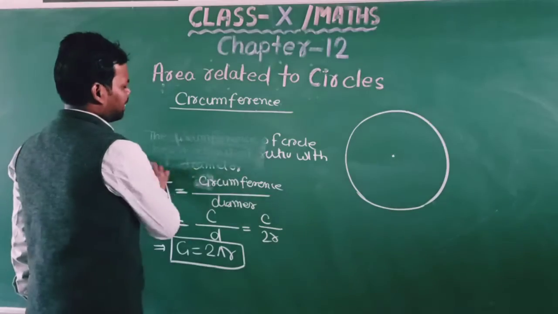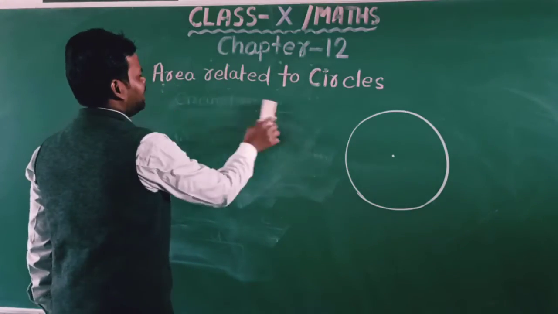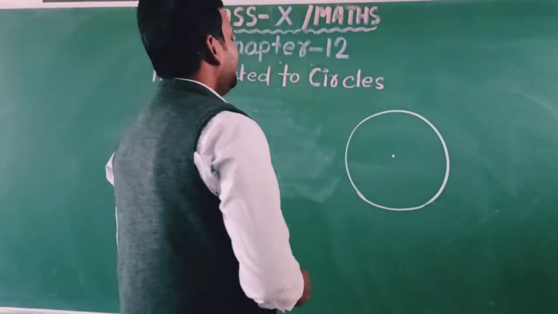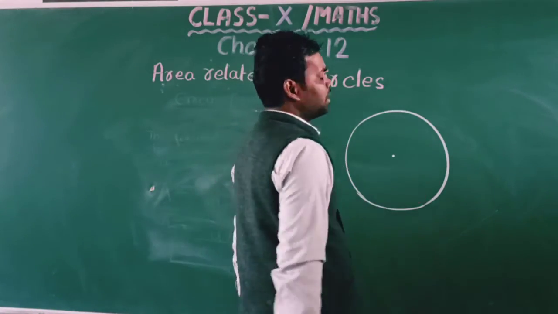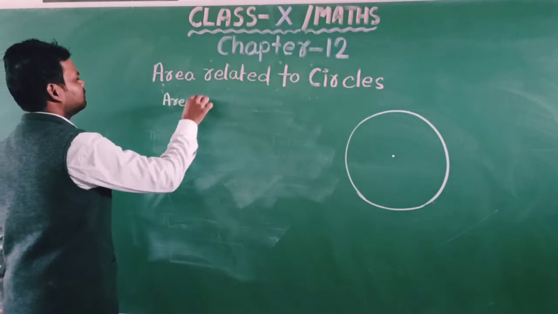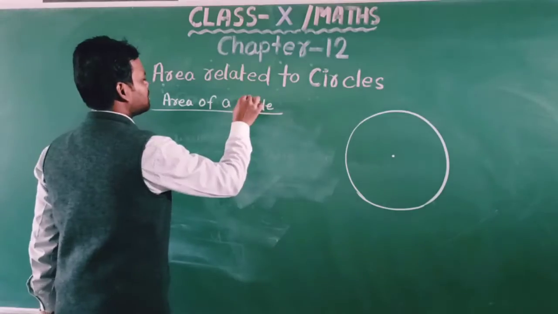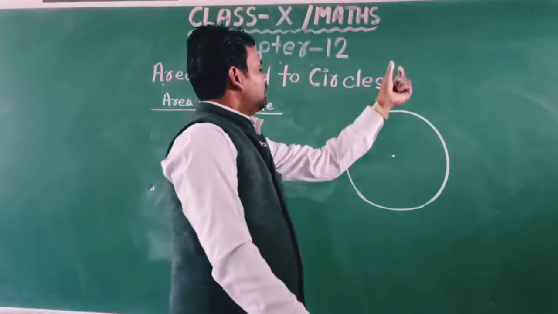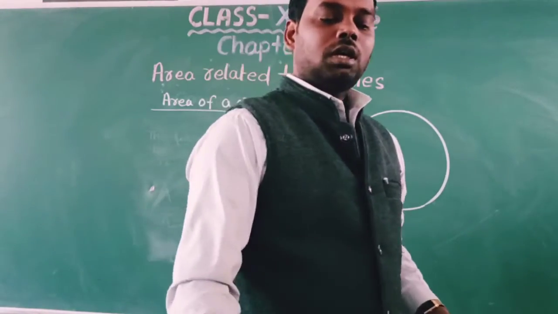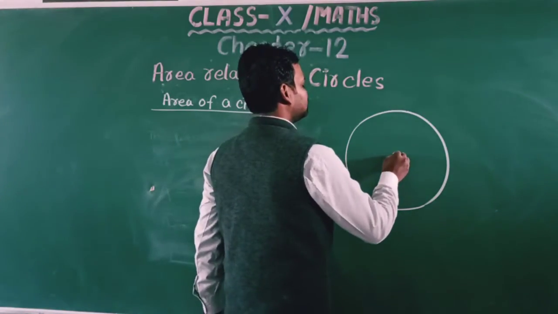Now move to the next topic, area of a circle. What is the formula? Area of a circle. Okay, children, this is a circle of radius r.